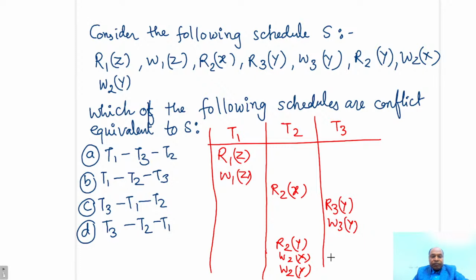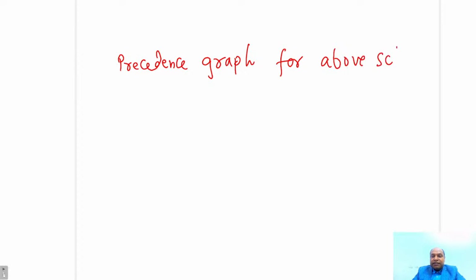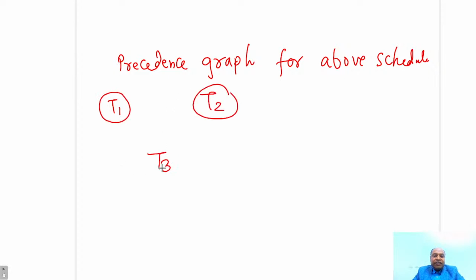Now what we need to identify is which one will be conflict equivalent to the given schedule. There are three transactions, so we need to create the precedence graph for the above schedule. So T1 is there, T2 is there, and T3 is there.